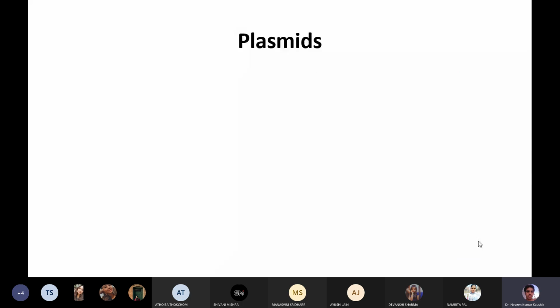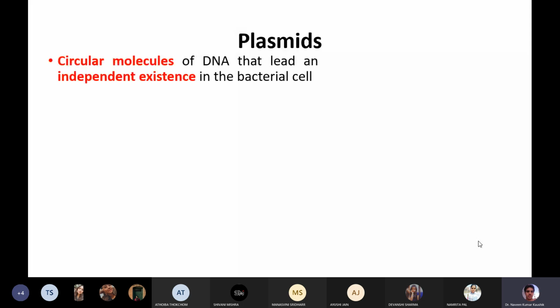Now coming to the first one, as I mentioned, plasmids are the ones which can serve as a vector. So what are these plasmids going to be, and why are they going to serve as a vector? So first thing, as all of you know, they are circular.